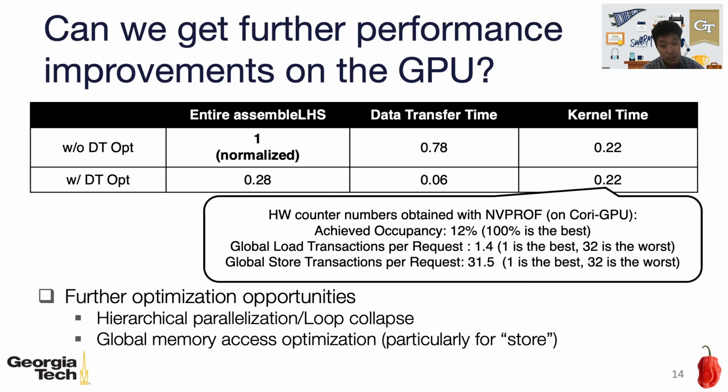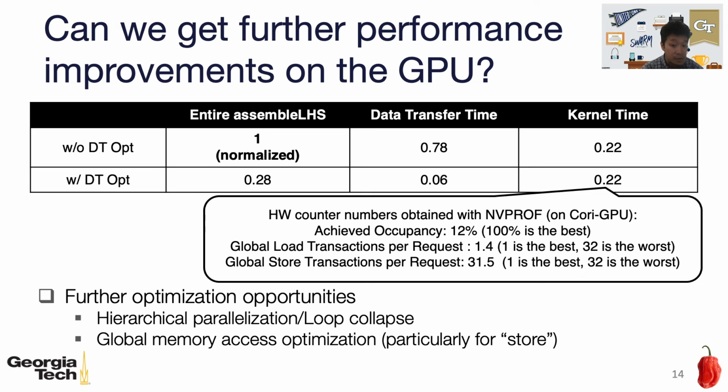And we explore the possibility of further optimizing this application on GPUs. The table shows relative performance numbers normalized to the assembleLHS port without data transfer optimization. And as you can see, the data transfer optimization significantly decreases the data transfer time. However, now that the data transfer is optimized, the kernel time accounts for most of the entire assembleLHS port.